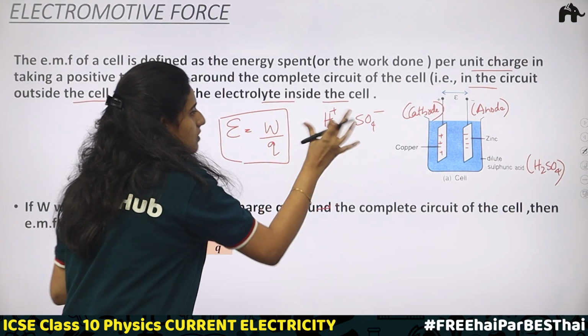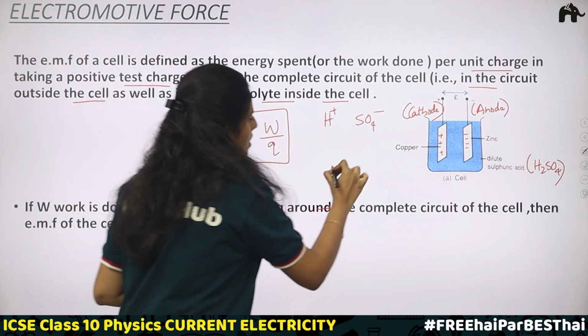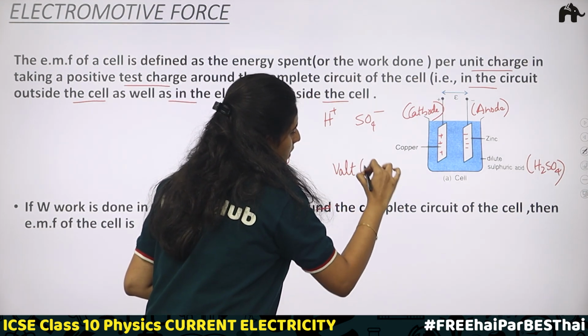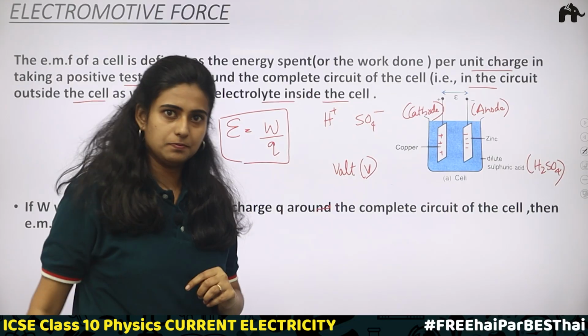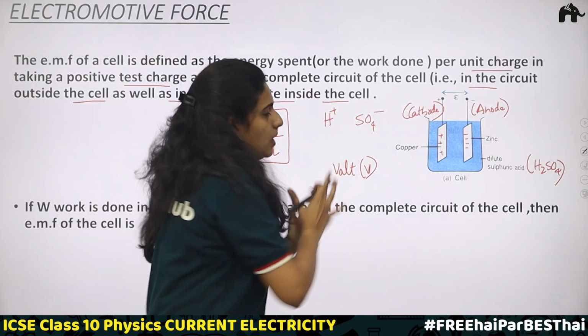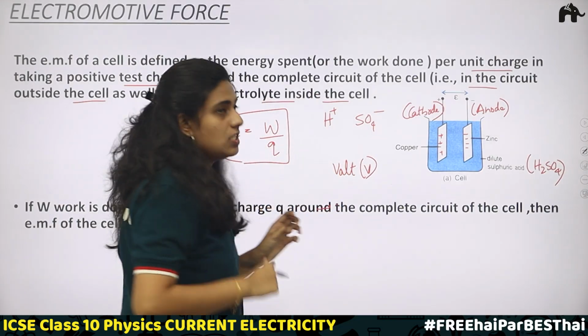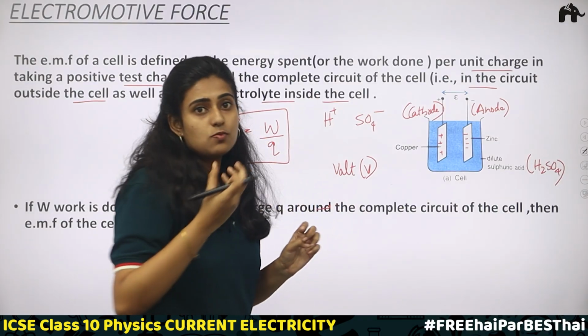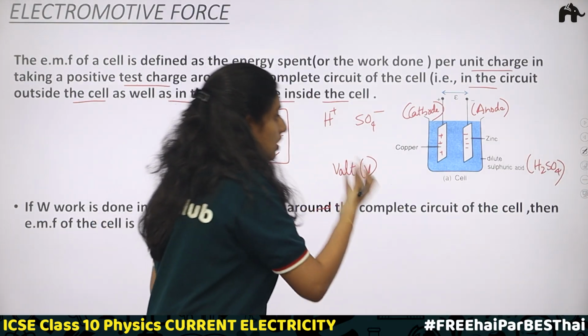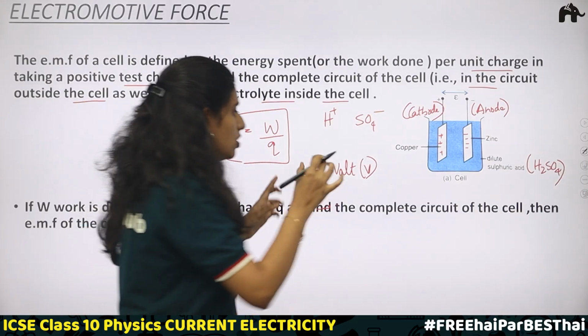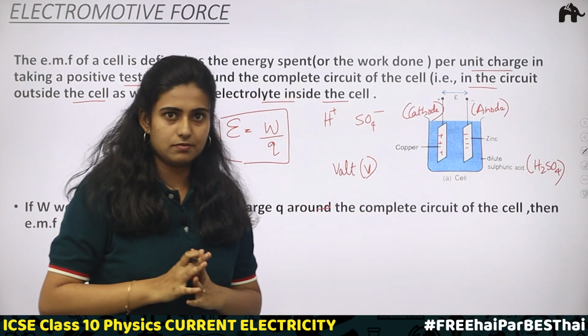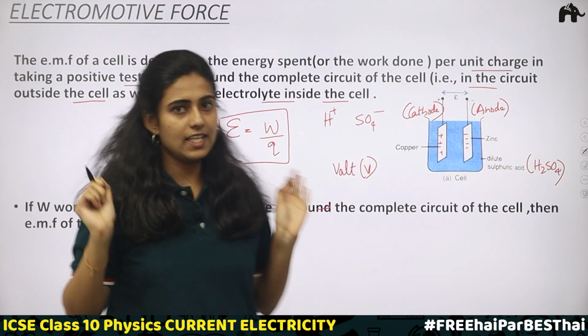Okay, so EMF is a potential difference as we said, therefore volt will be its unit, which is represented by capital V. Okay, now how to measure this? In order to measure this, you can use a high resistance voltmeter, or you can use a potentiometer in order to measure the value of EMF. Clear? So understood what EMF is?